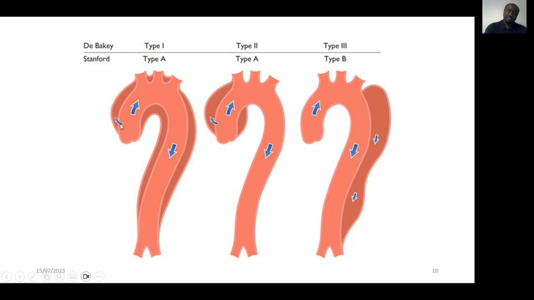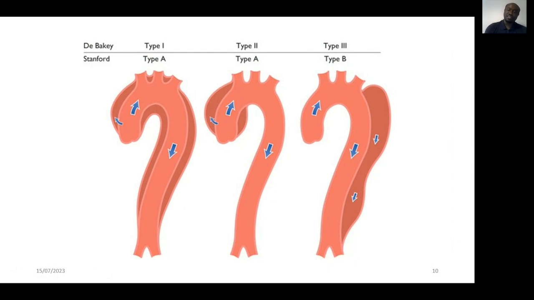The entry tear, with this arrow here, so blood leaks from here into the ascending aorta, from the ascending aorta into the media, and makes a false lumen. This false lumen can be limited only to here and stop there, or can go all the way down to the groin. So once the entry point is in the ascending aorta, that's a type A dissection. However, if the entry tear is beyond the ascending aorta and is here, then it's a type B dissection.